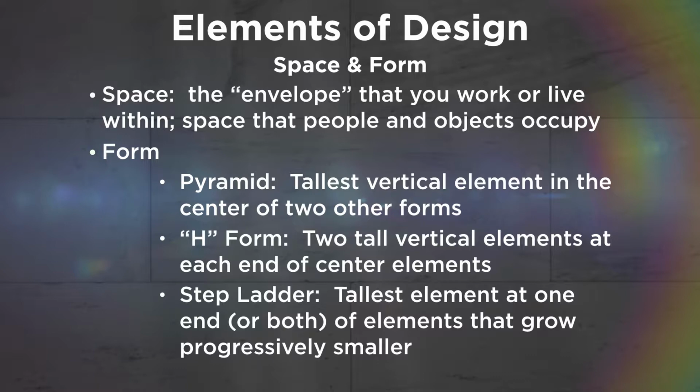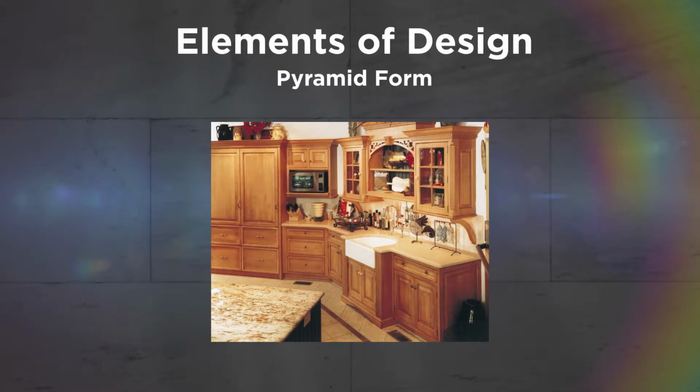The form of an object is determined by its structure, size, apparent weight, and ornamentation. One method used by designers to emphasize specific forms in a room is to contrast the heights of vertical elements throughout the space. This can be accomplished in 3 ways. The pyramid form places the tallest vertical element in the center, while adjacent elements grow smaller in descending order.